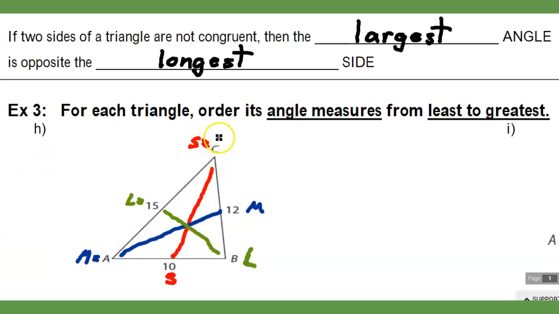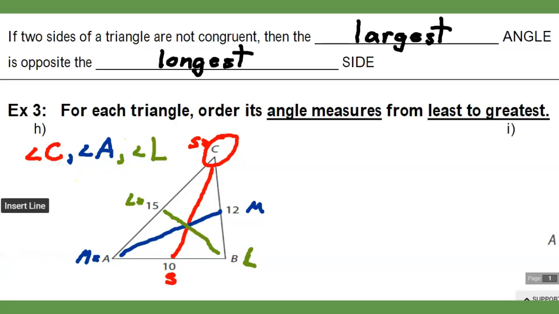Okay, so if I was going to put these in order from least to greatest, I'd go angle C. Right. In the middle would be angle A. And then the largest would be angle B. I did it again.